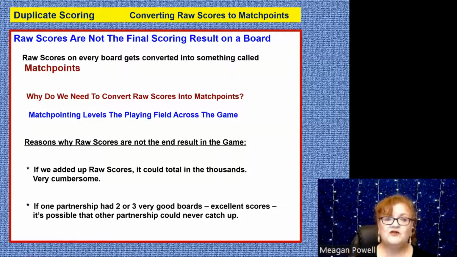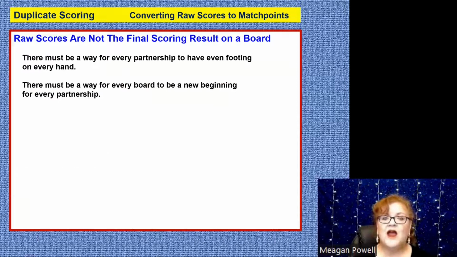And the only way that it could be fair is if you somehow leveled the playing field during the process. So there must be a way for every partnership to have even footing every time a new hand starts. Every time a new board is received and you look at your cards, it should be a new beginning for each partnership.